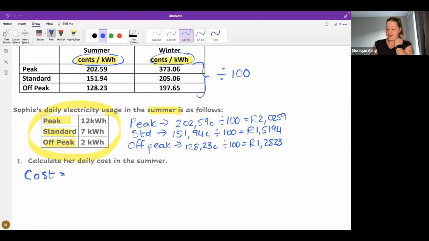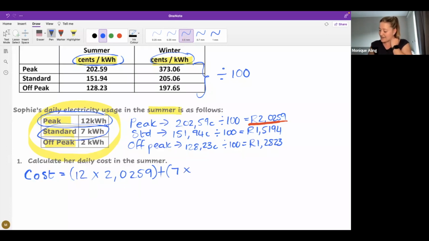We're going to take each time. So for peak, she used 12 units of electricity. The peak charge, I converted over there, is 2 rand 0259. Remember to keep all your decimals while we work out. For the standard time, she used 7 units. Standard charge is 1,5194. Plus our off-peak, she used 2 units times by the charge.